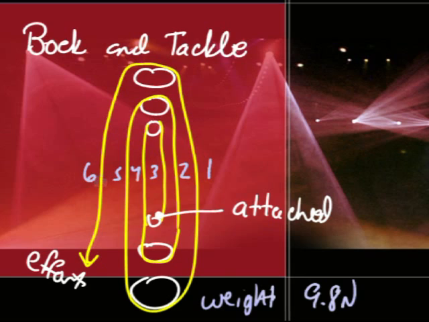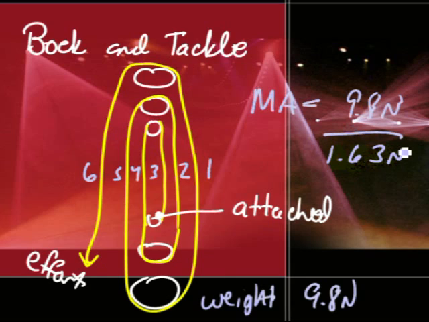So if we're to think of the mechanical advantage here, the mechanical advantage is our 9.8 newtons over the effort force that we put in, which was 1.63 newtons. So our overall mechanical advantage here is 6. This is correlated to our number of strings: 1, 2, 3, 4, 5, and 6.